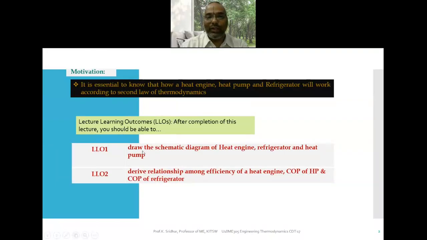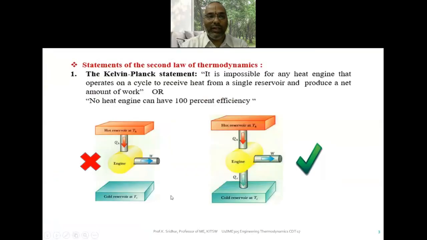The outcome of today's lecture is that after completion of this lecture, you should be able to draw the schematic diagrams of the heat engine, refrigerator and heat pump. Similarly, you should be able to derive the relationship among the efficiency of a heat engine, the COP of the heat pump and the COP of the refrigerator. With this intention, we are going ahead with this lecture.